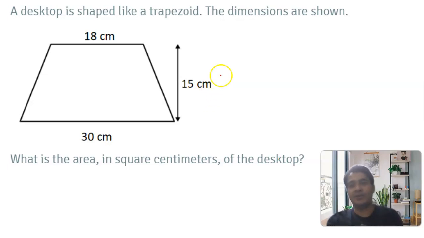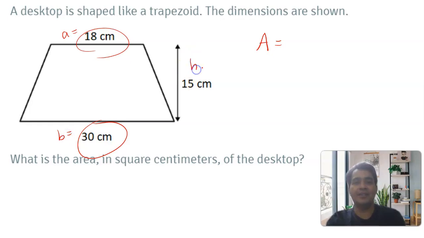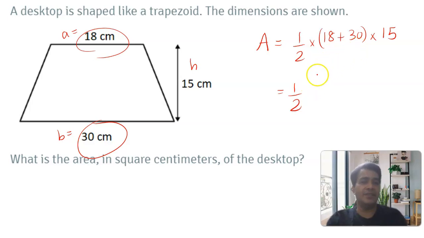A similar question. Area of trapezoid is asked. The parallel sides are given. So you have A, you have B, and then you also have the height. So it's half times, again, the sum of the parallel sides. So 18 plus 30 times the height, which is 15. Let's add 18 plus 30, which would be 48, times 15.